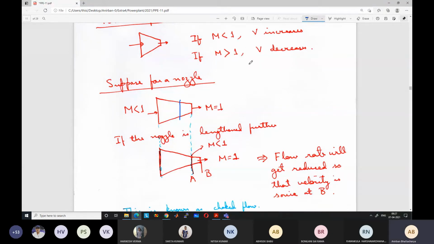But if the Mach number decreases to less than 1, it means velocity has to decrease. But here the velocity is Mach number 1. So how can it decrease? If it decreases, it will go to subsonic flow. And for subsonic flow in a convergence section, what happens? Will the velocity increase or decrease? It will increase, right? So that is also not possible.